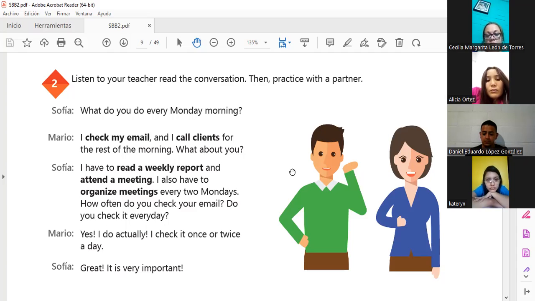Twice. Very good. Esta lectura estuvo mejor, Reina. Very good. Excelente. Con respecto a la fluidez, ¿verdad? La pronunciación estamos bien, muy bien. Excelente. Y Paola, estamos improving, o sea, estamos mejorando. Very good. Excelente. Good job.